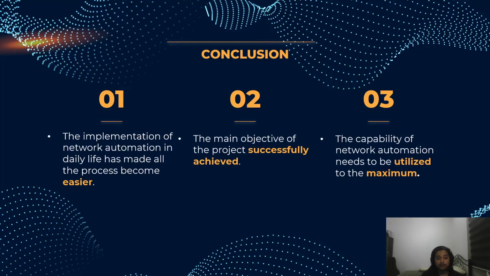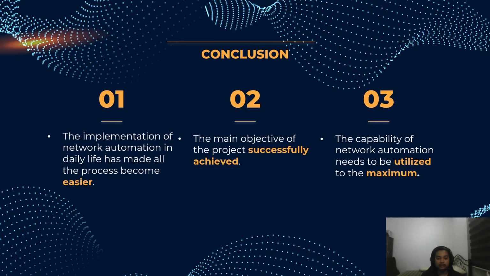Now, we have come to the end of our group presentation. Here, I will make some conclusions of our project. There are three conclusions that we can get by implementing network automation in our project. The first conclusion is that the implementation of network automation in daily life has made all the processes easier. Network automation will help do a task automatically without any human intervention. By this, it is clear that network automation is able to make our life easier than before.